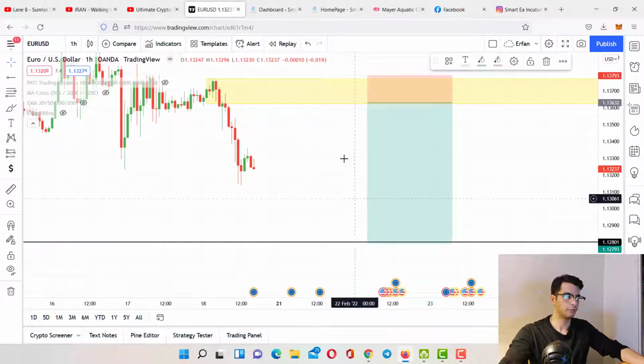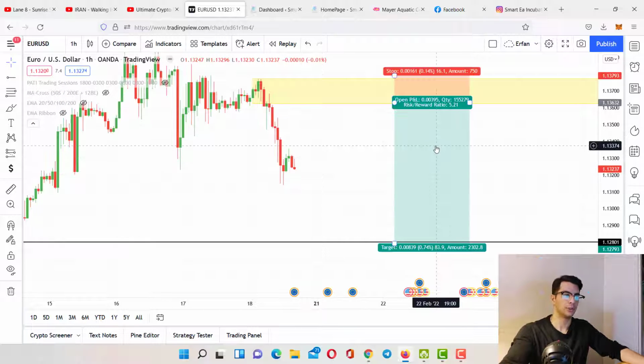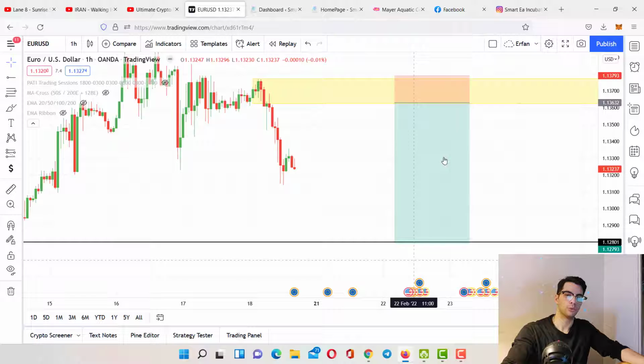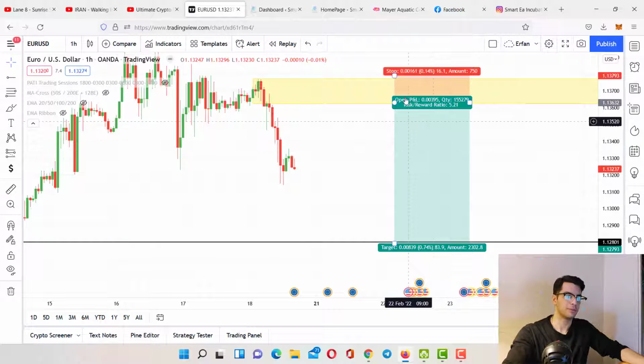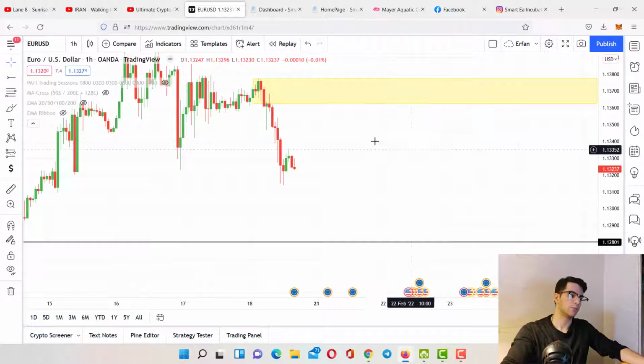It would be a 1-to-5 risk to reward ratio trade, but in this scenario I don't take one trade, I take 2 trades, and I close the first one after a 1-to-1 RR, and the second one I leave as a runner like this. When the first TP is hit, I move the second stop loss to break even, and then I just leave a runner, and this is what I personally do.